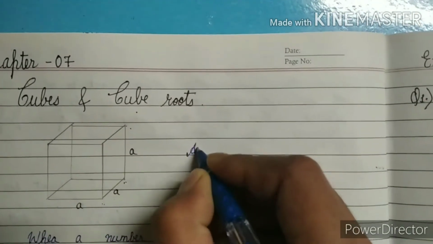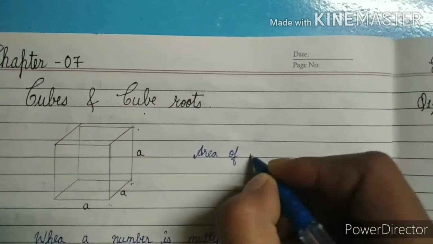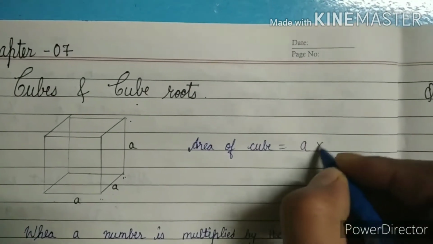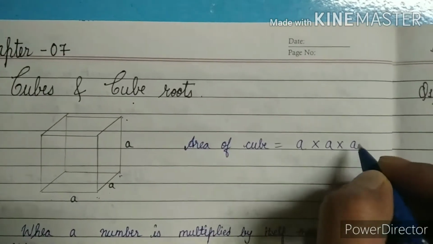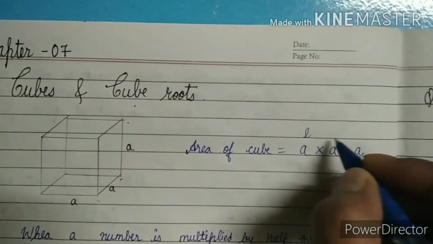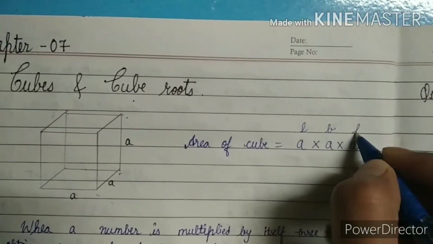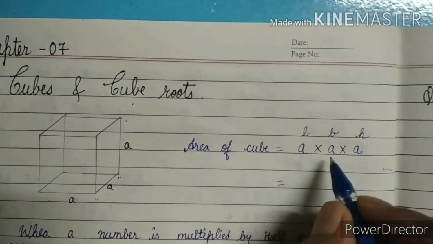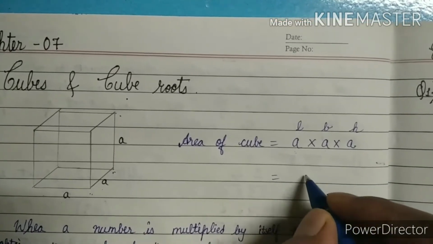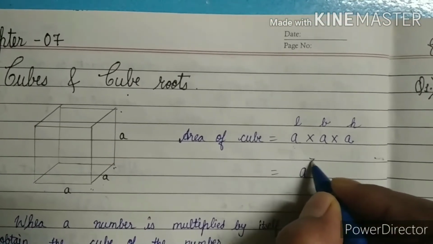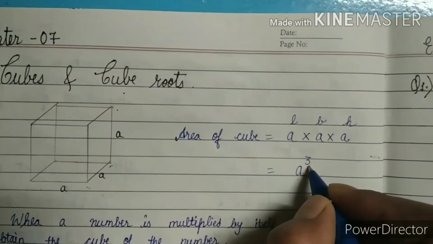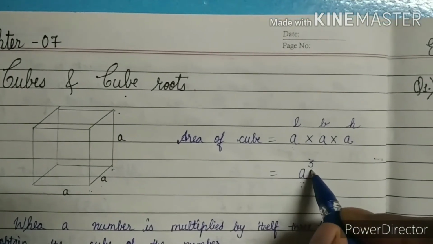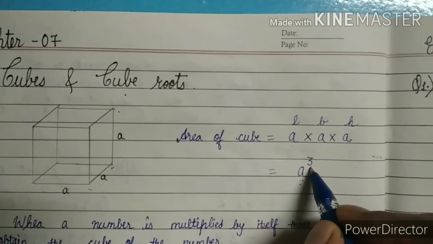So how can we take the volume of a cube? We can take it in the form of a into a into a. One is for the length, one is for the width and one is for the height. In short, we are multiplying a 3 times, which means we can write it as a cube. Whenever we have the power 3, it is called a cube.